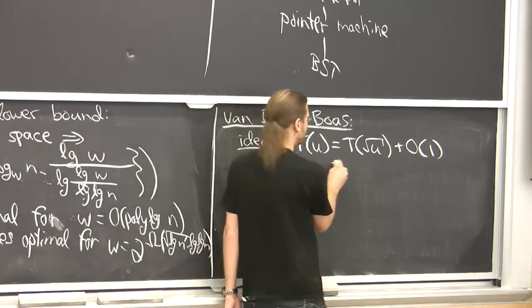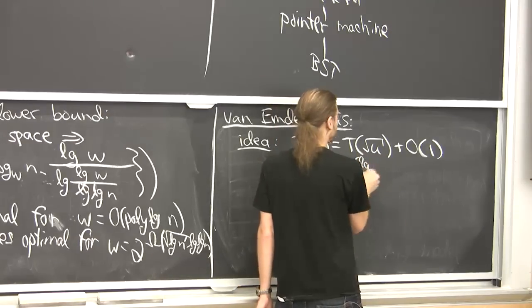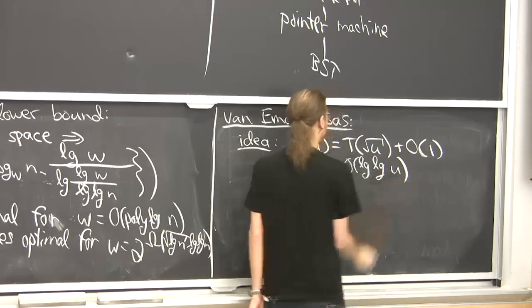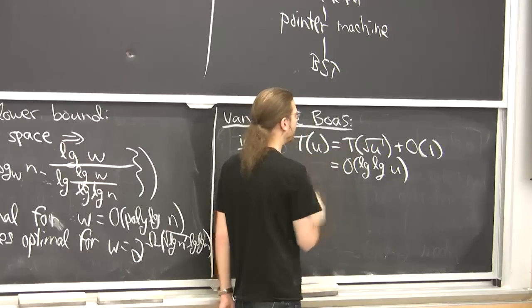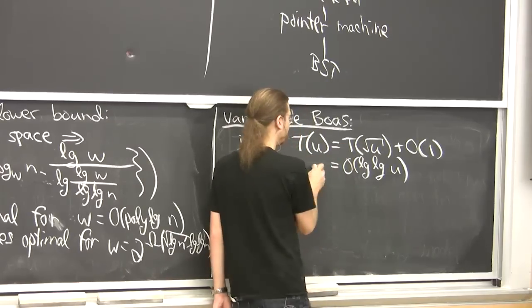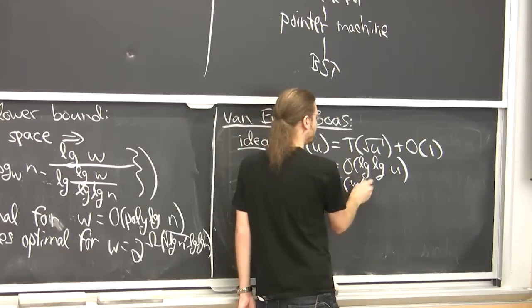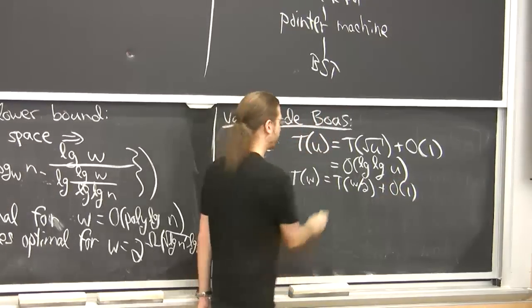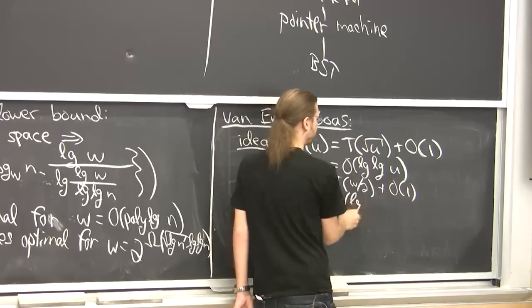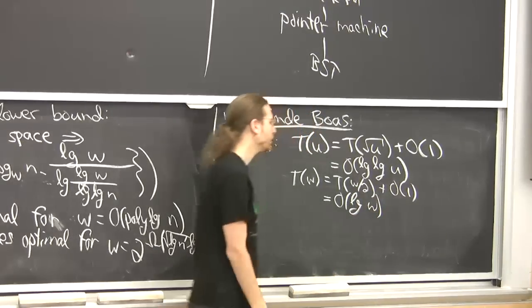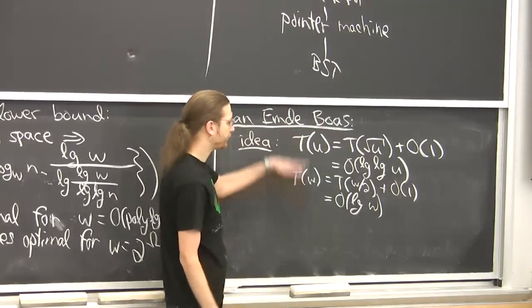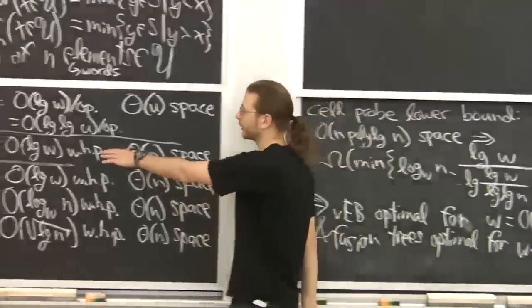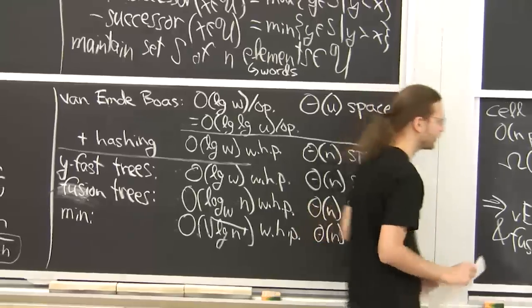Log u. Right, just think of taking logs. This is the same as T of w equals T of w over 2 plus order 1, where w is the word size. And so this is log w. Same thing. If we could achieve this recurrence, then boom, we get our bound of log w. So how do we do it?